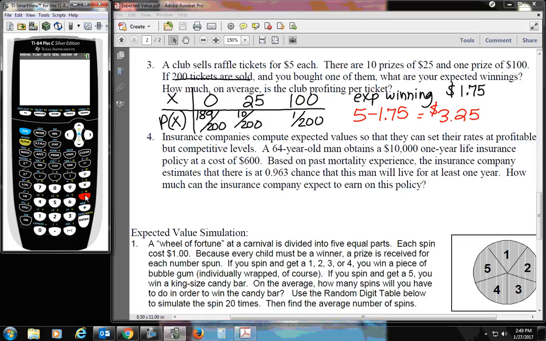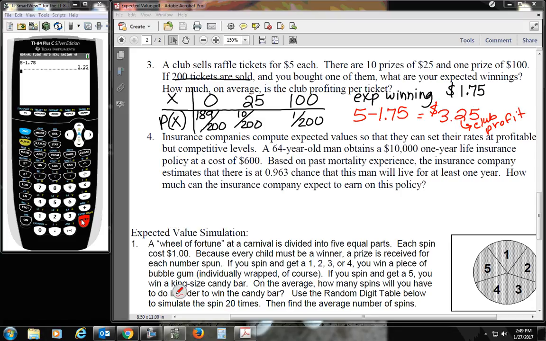Okay, so $5 minus the $1.75 that you're expected to win leaves you with the $3.25. And again, that's how much the club is profiting per ticket. Okay, moving on, number 4.